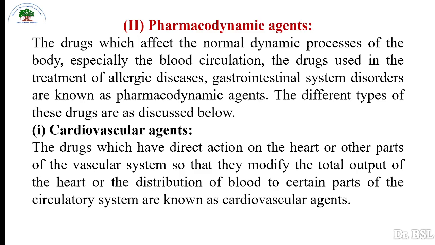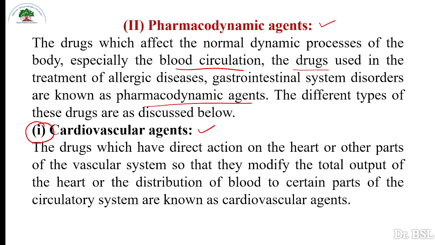Then the second main type of drugs, these are pharmacodynamic agents, the drugs which affect the normal dynamic process of the body, especially the blood circulation. The drugs used in the treatment of allergic diseases and gastrointestinal system disorders are known as pharmacodynamic agents. The different types of drugs are as follows: first is cardiovascular agents or cardiovascular drugs.